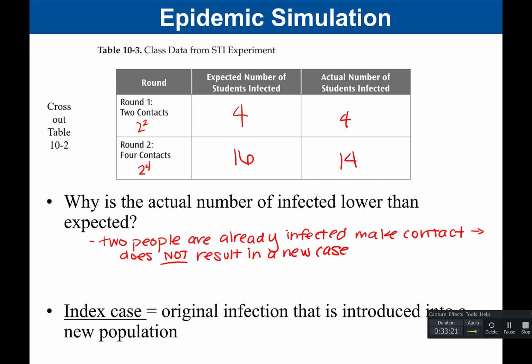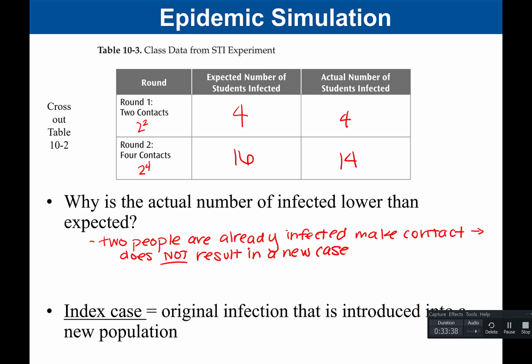And I have a slide for you in a minute to show you, if you look at the population, what that would look like. But for now, 2 people that are already infected make contact. This does not result in a new case.